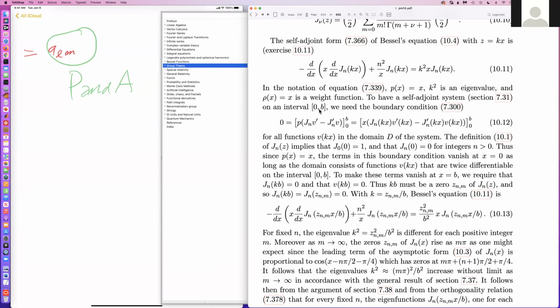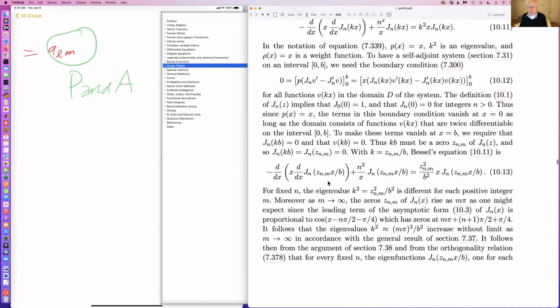And to have a self-adjoint system on this interval, we need this boundary condition for all functions in the domain. At zero we have J0 is 1 at the origin and Jn is 0 at the origin. Since p of x is x, the terms in the boundary condition vanish at x equals 0 as long as the domain consists of functions that are twice differentiable on the interval, I'm sorry, on the closed interval, let's say, so that they're bounded there.